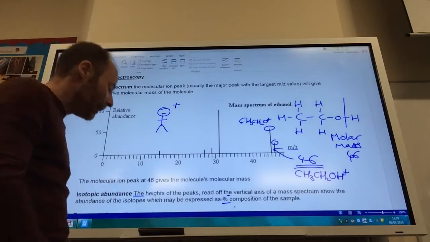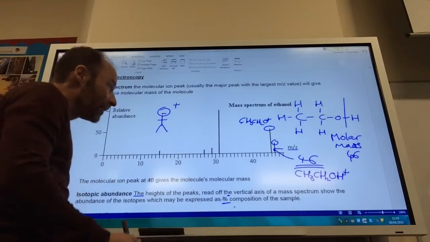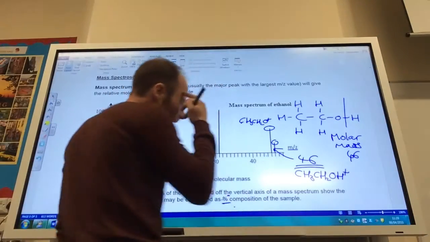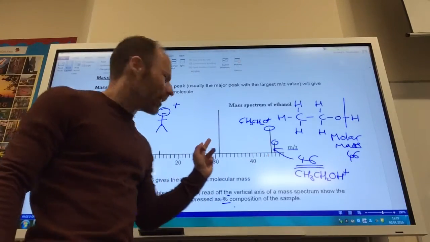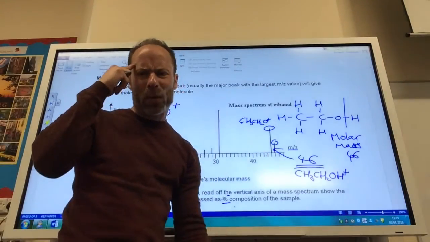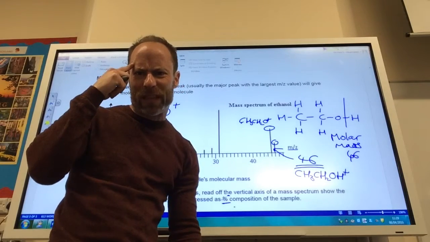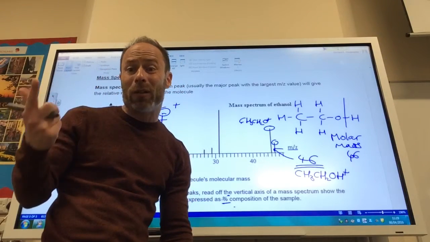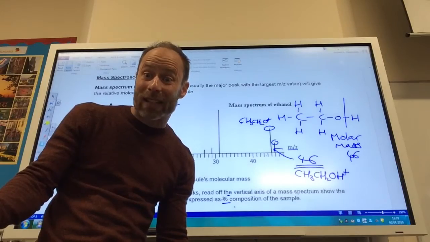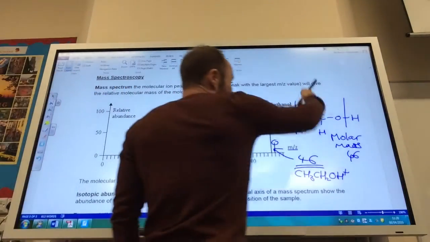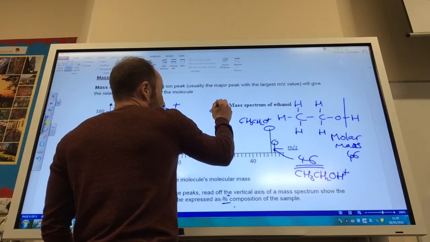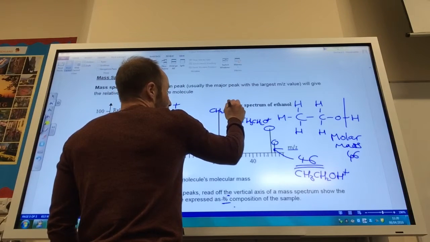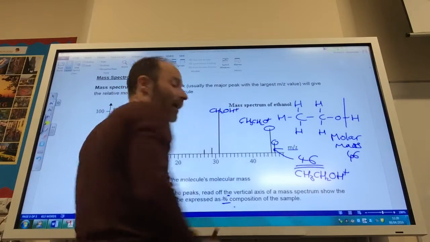What else do I have? I have a peak at 31. I try to look at this as the difference. I started off at 46 and I've now got a peak at 31. 46 minus 31 is 15. What adds to 15? Well, a methyl group, CH3, adds up to 15. So that's probably that methyl group knocked off there. So that peak is likely to be CH2OH+, like so.